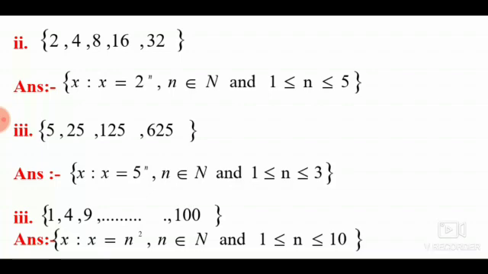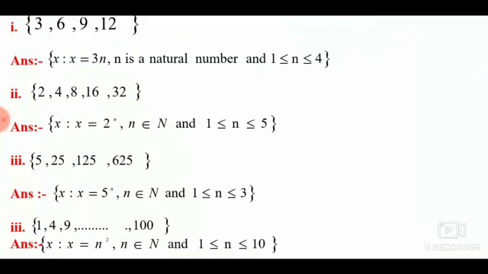If n is 1, 1 square is equal to 1. If n is 2, 2 square is 4. If n is 3, 3 square is 9. If n is 4, it gives 16, and so on. If n is 10, 10 square is 100. Therefore, this x satisfies a single common property which gives the elements 1, 4, 9, and so on up to 100. Therefore, such a form is called a set builder form.